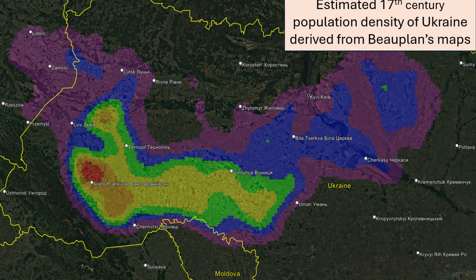In this study, we used the Gazetteer of Beauplan's Ukraine in our Heatmap GIS Excel VBA app to estimate 17th century population density in this region of Ukraine. See the link in the description for details.